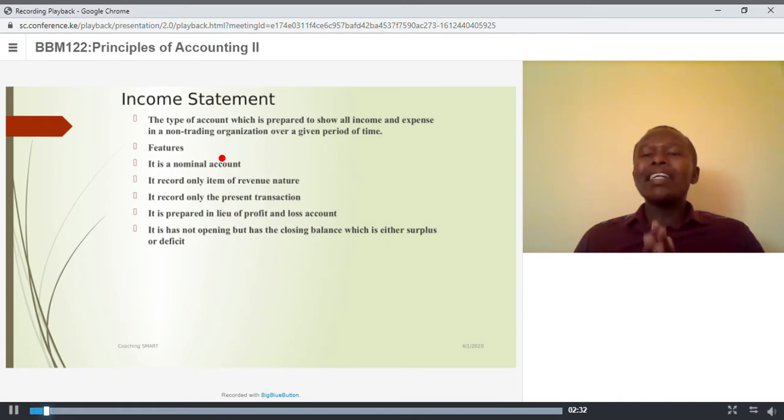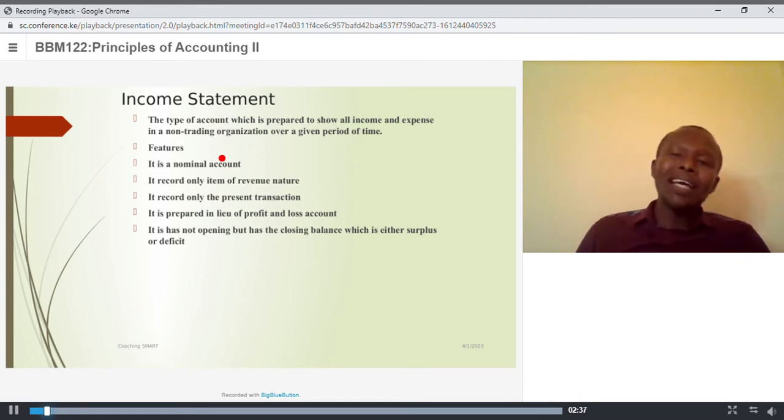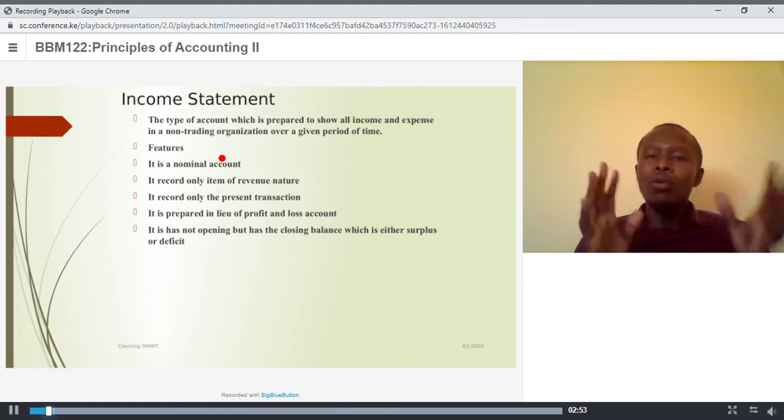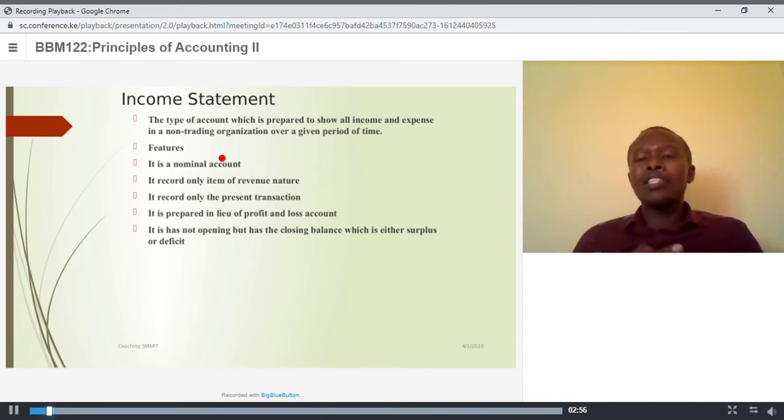So when you are balancing the income and expenditure account, your balances always come in the form of 1, deficit, and 2, surplus. So we'll look at what point you are experiencing surplus and at what point you are experiencing deficits in a business. Now, what are the features of the income and expenditure account?